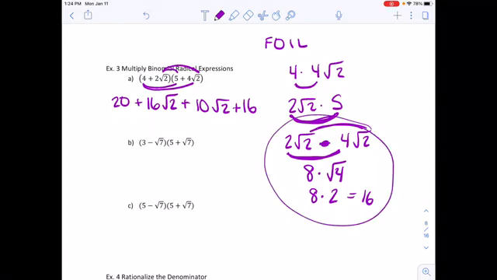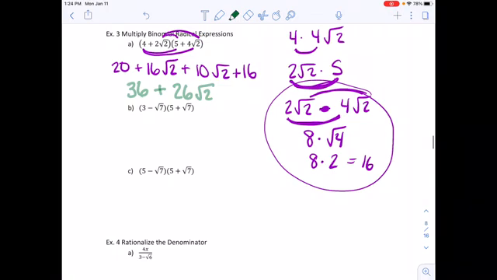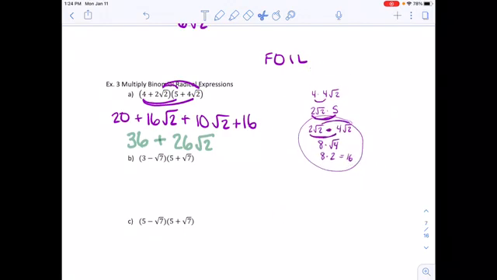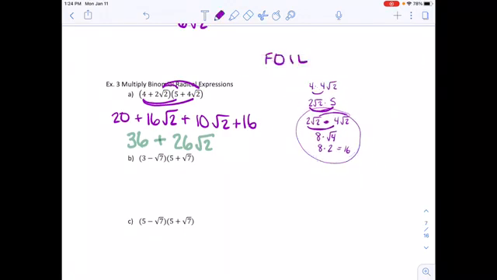If you can combine like terms, as in our addition here, indexes and radicands match on these two, go for it. And combine just the whole number, so 20 plus 16 is 36. And 16 square root 2 plus 10 square root 2 is 26 square root 2 as our solution. We can do it again. Pretty simple, hopefully, after you do it once, to just do it again.